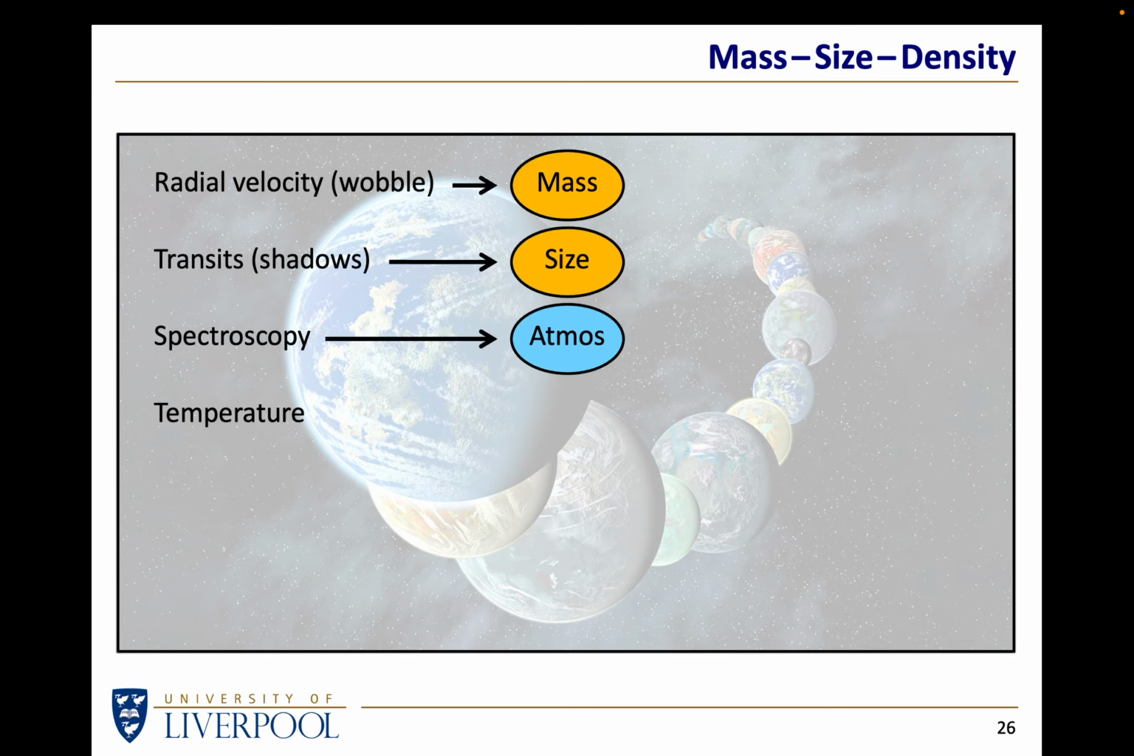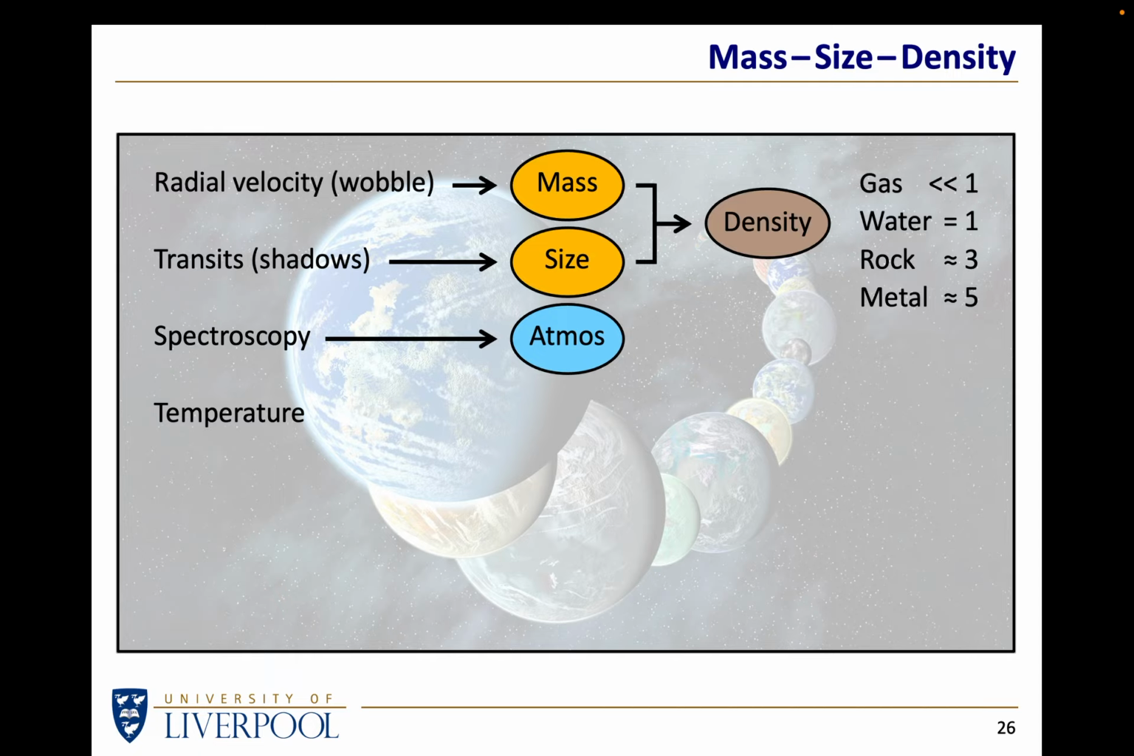If we're looking down on the top of a solar system, none of the planets will pass in front of the star, so that doesn't work. We have to be lucky enough to have the right alignment of the solar system. But if we can get the mass and the size, then with both of those bits of information, we can get an estimate of the density of the planet.